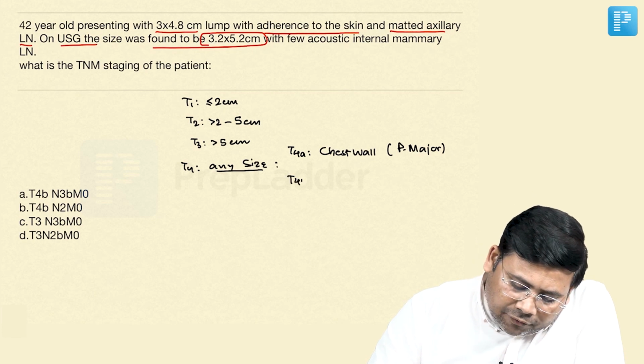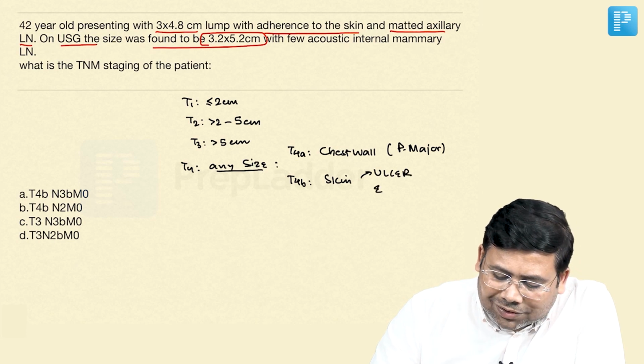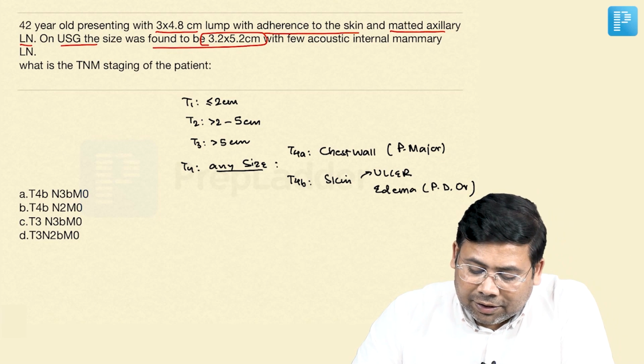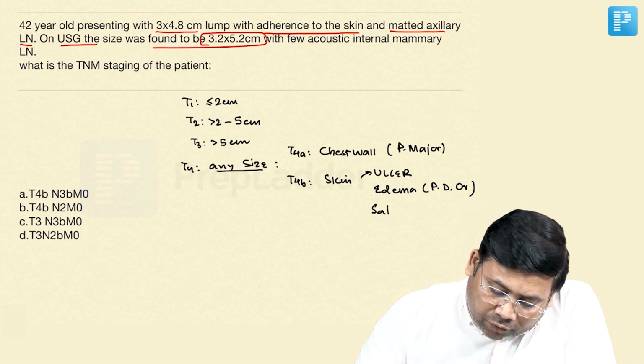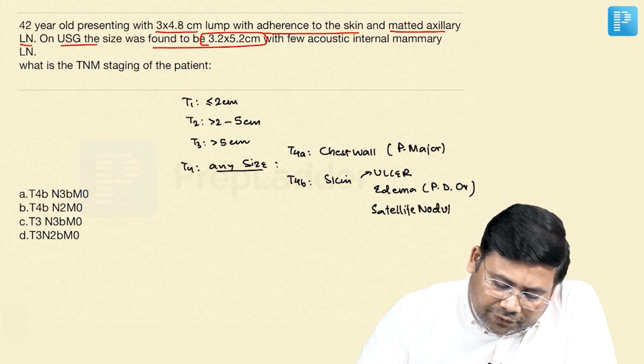Then second is T4B. Remember it is into the skin and it includes the word ulcer, it includes the word edema, or if edema is not there, peau d'orange. Or in the remotest case, we have the third thing as satellite nodules. So these are the three things that we have.